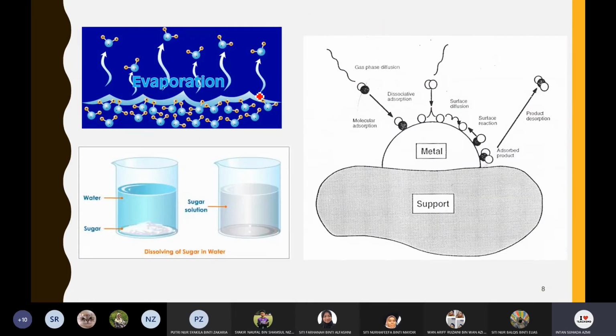Next, this is the example of mass transfer, evaporation, and this one we have a sugar in a water solution. Then there will be a mass transfer in this container. Then it will become sugar solution. Dissolving of sugar in water is one example of mass transfer.